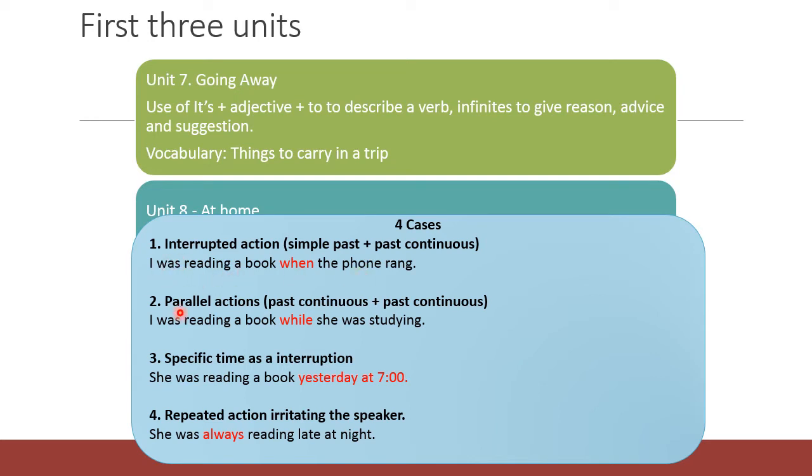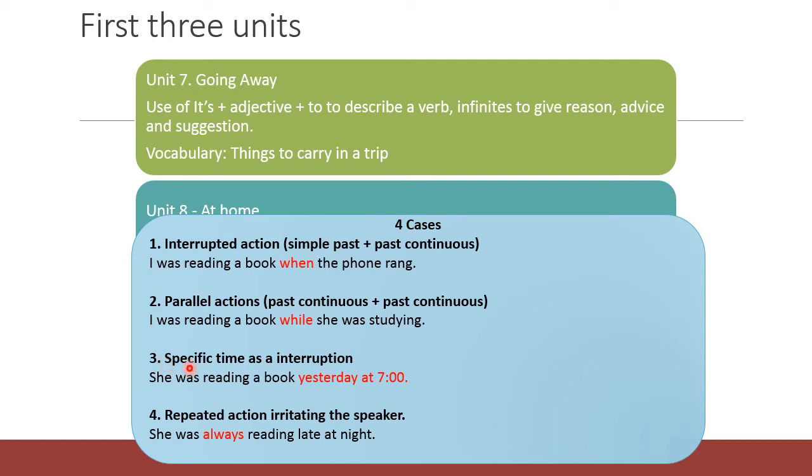The second case, we call it parallel actions. In this case, in both parts of the sentence, we are going to have past continuous. I was reading a book while she was studying. So I was reading the first part, she was studying in the second part. Both parts of the sentence use past continuous.